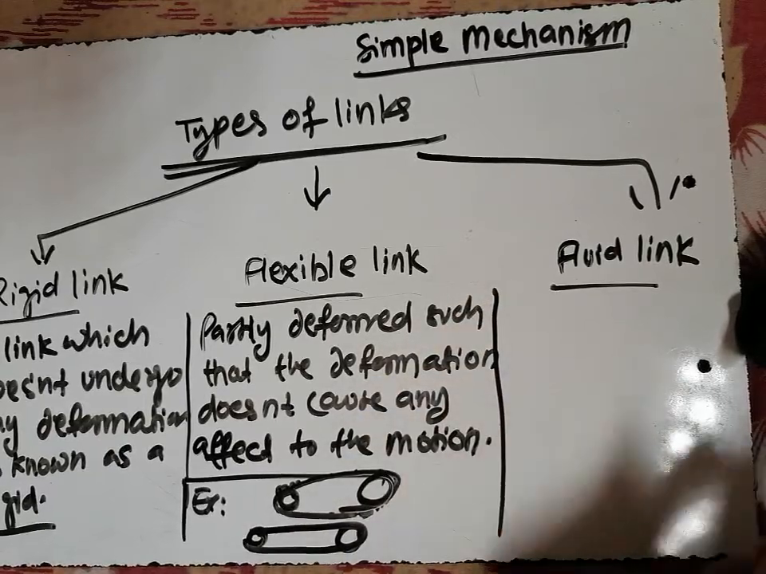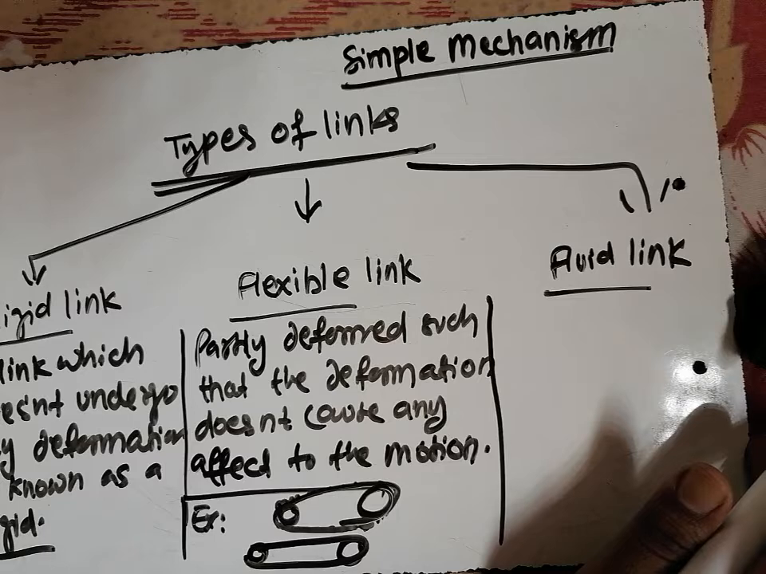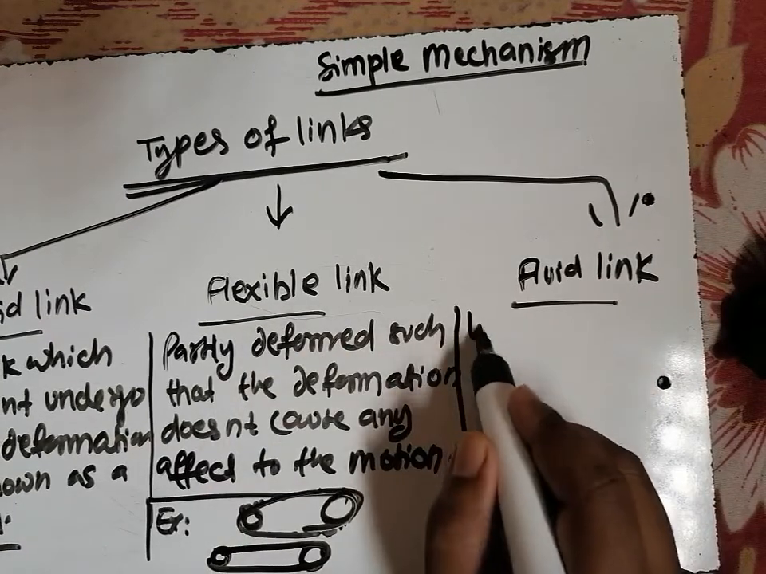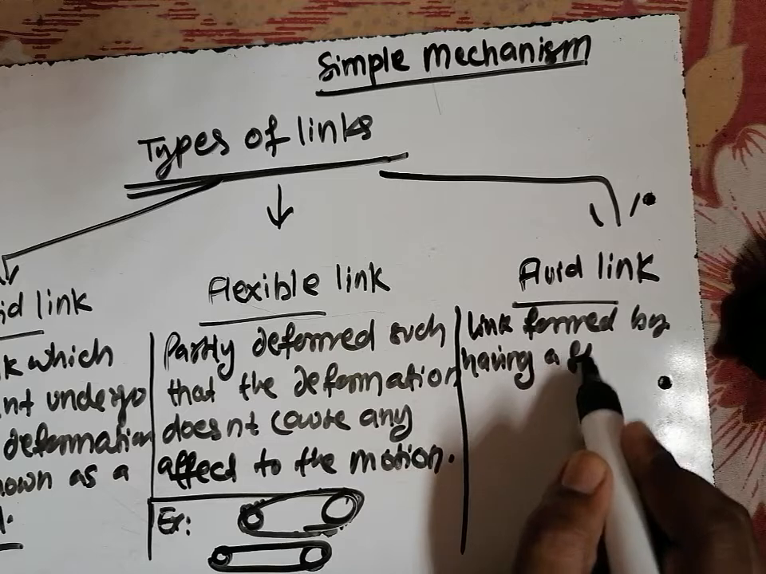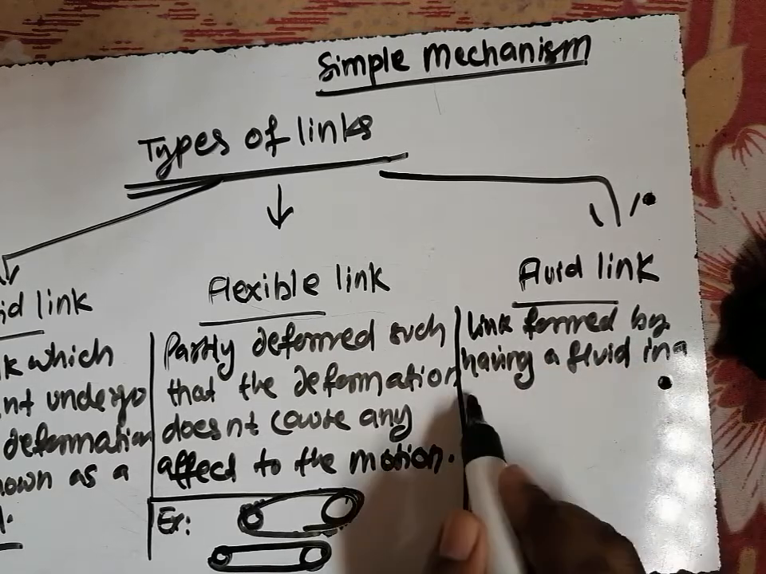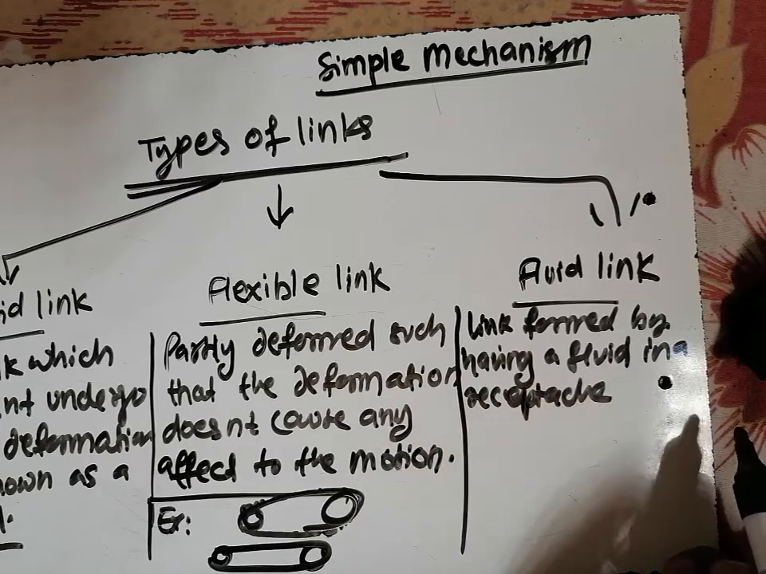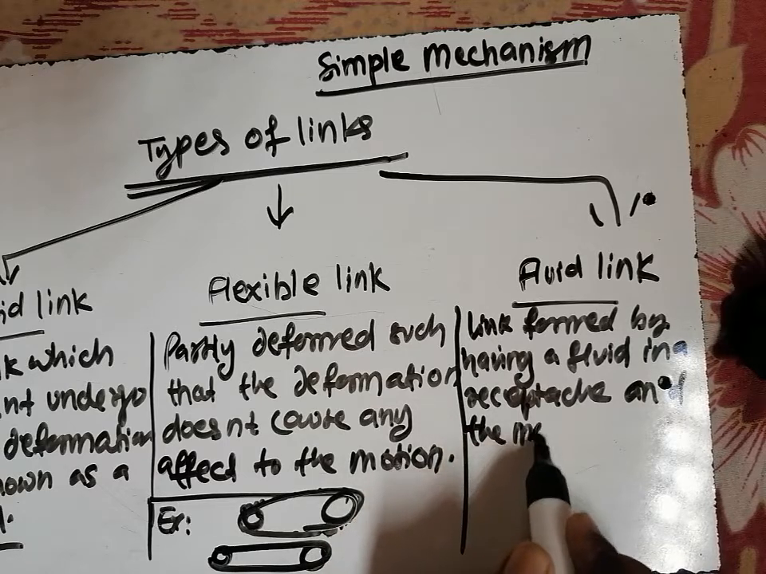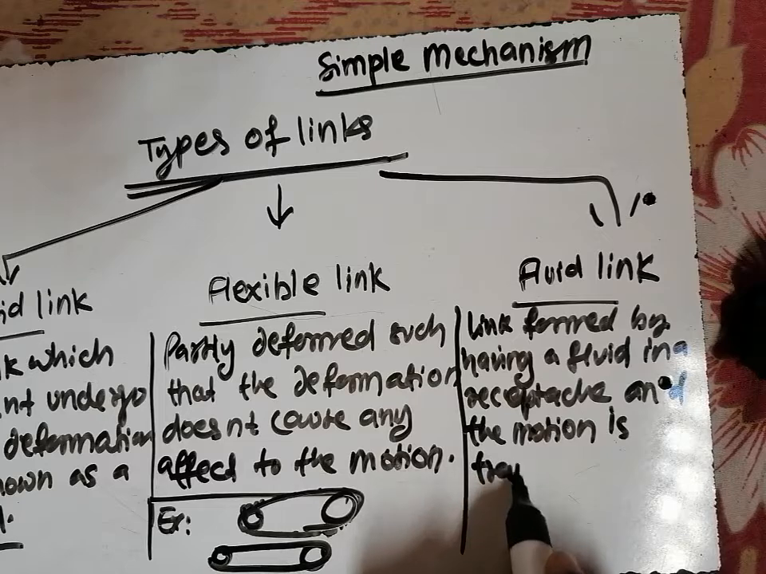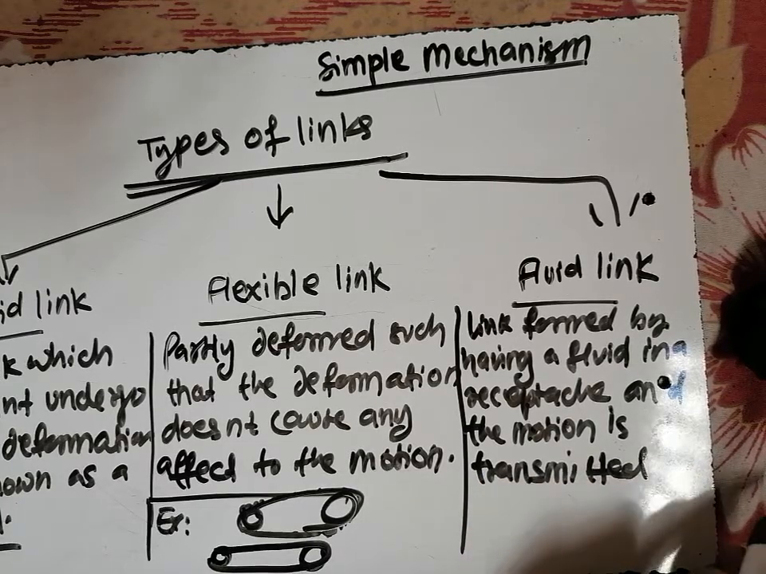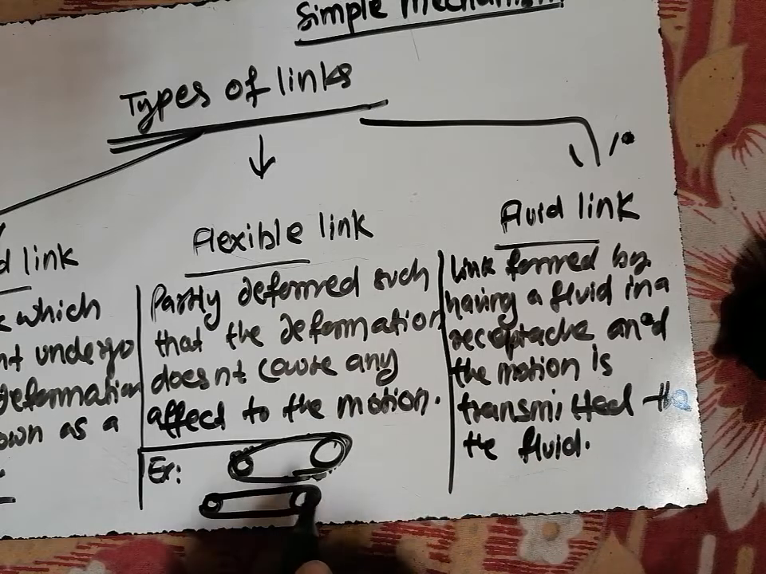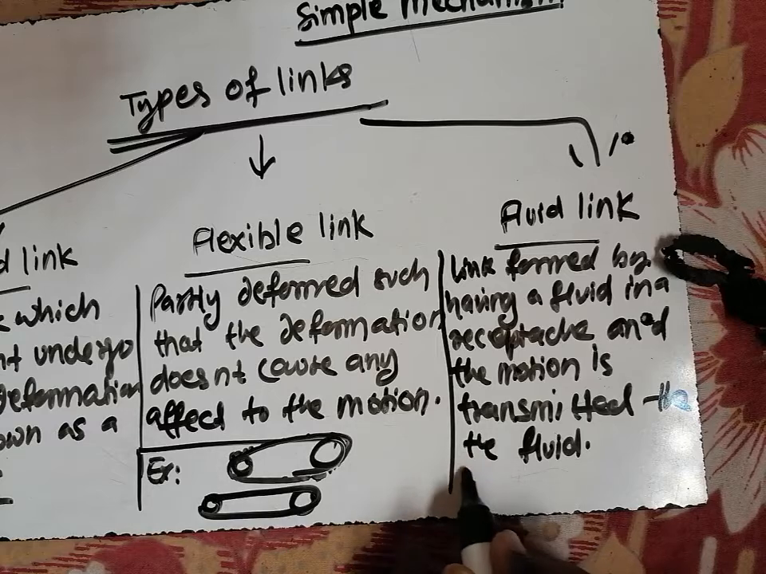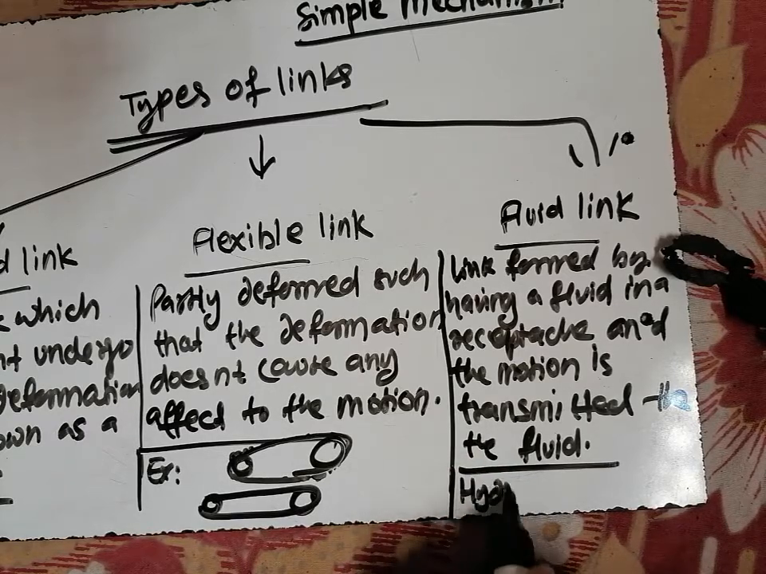Now, fluid link. A link formed by having a fluid in a receptacle and the motion is transmitted through the fluid by pressure or compression. This link is formed by having a fluid in a receptacle and the motion is transmitted through the fluid. For example, say hydraulic presses.